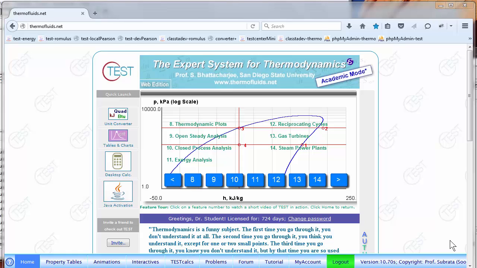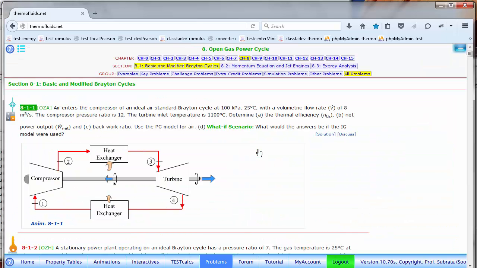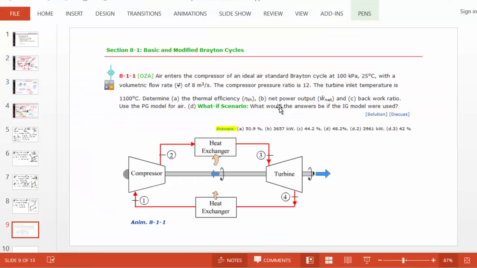The first gas turbine problem we are going to solve is a simple Brayton cycle problem. So let's go to chapter 8 in the problems module, and let's go ahead and solve problem 811. We'll copy this problem to the PowerPoint and continue from there. So I've copied the problem here. So let's look at the problem.